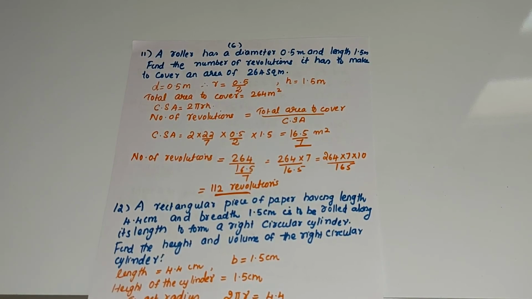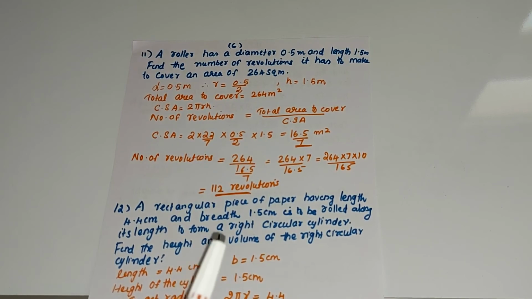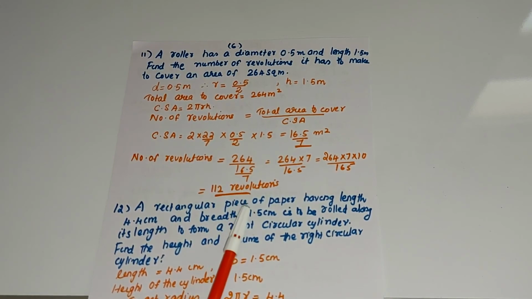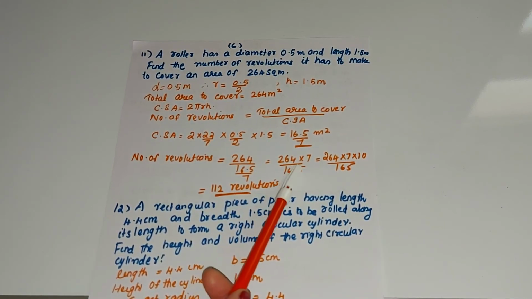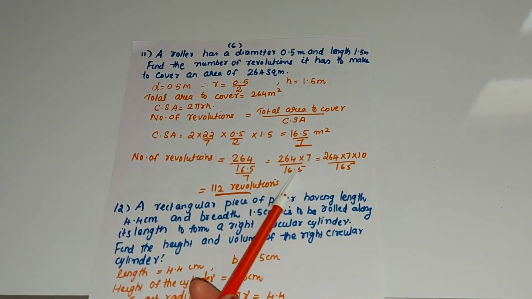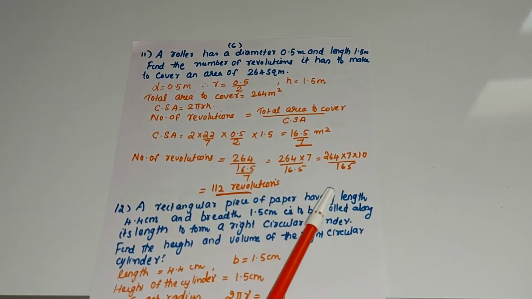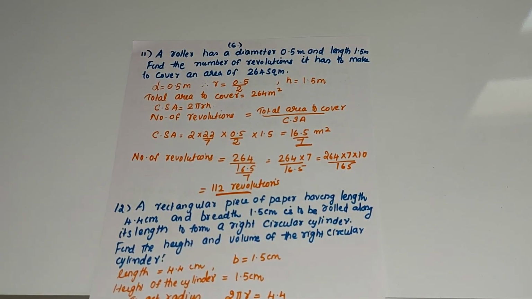I told you the formula for getting revolutions: the number of revolutions equals total area to cover divided by CSA of the roller. So 264 divided by 16.5 by 7 is equal to 264 by 16.5 into 7, and to remove this decimal point, multiply and divide by 10, we get number of revolutions equal to 112 revolutions.